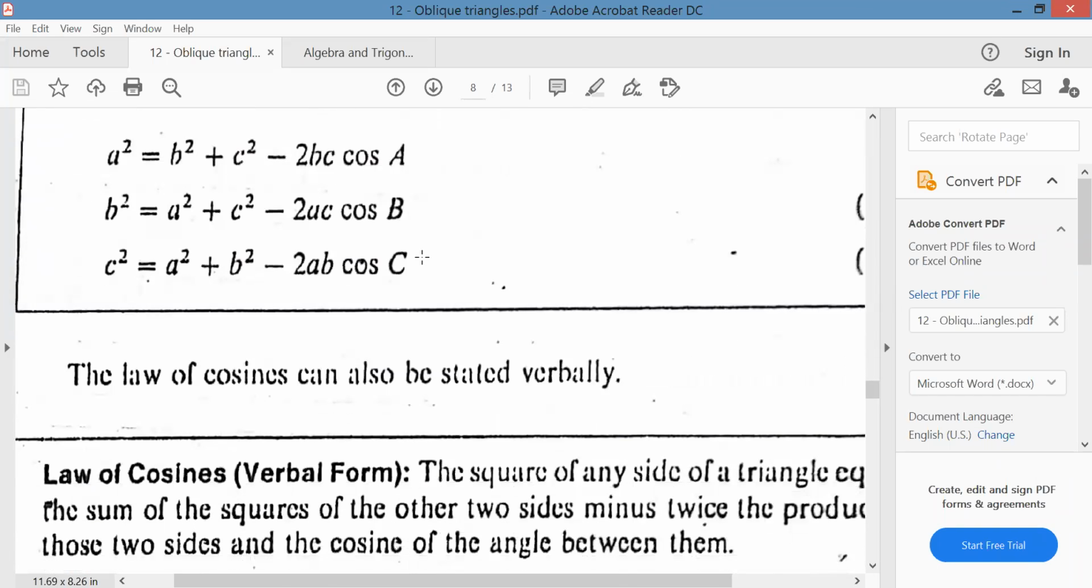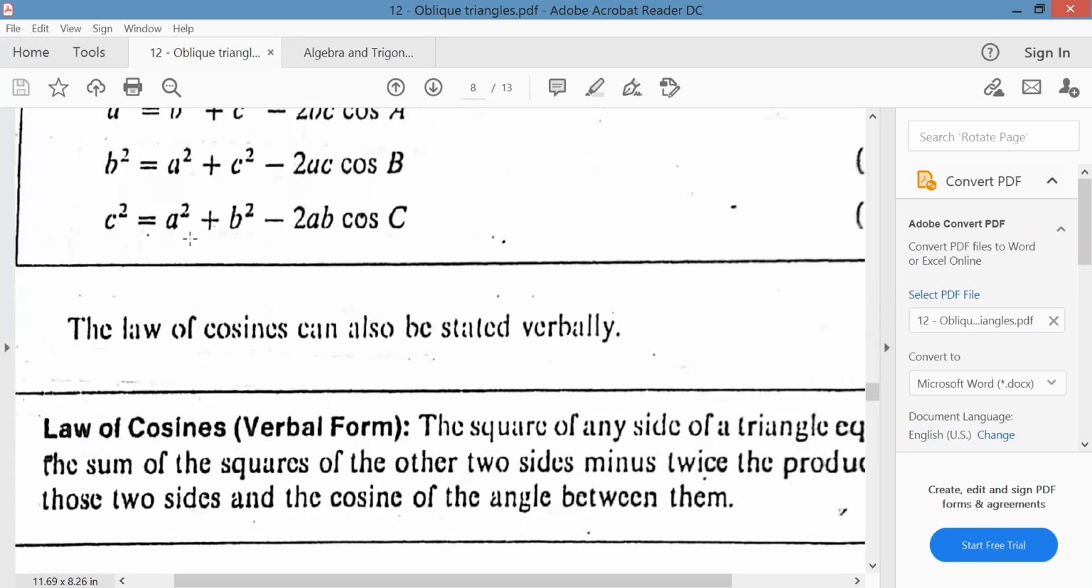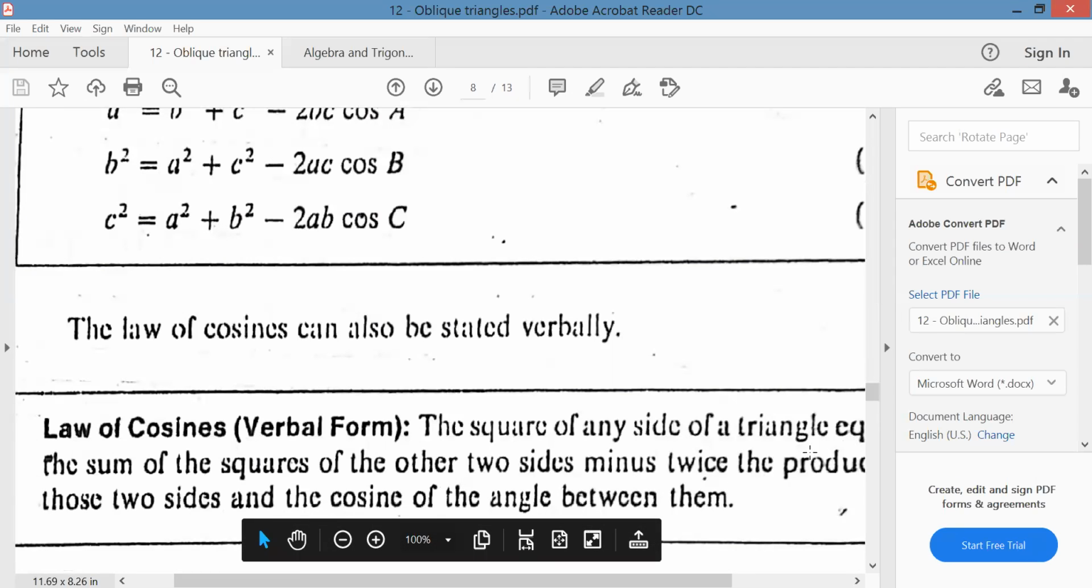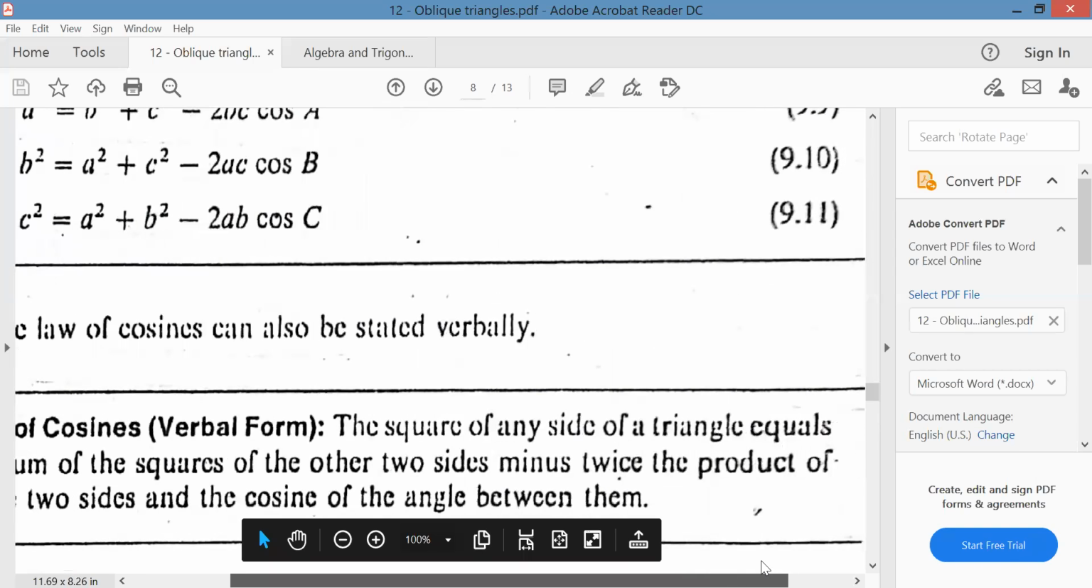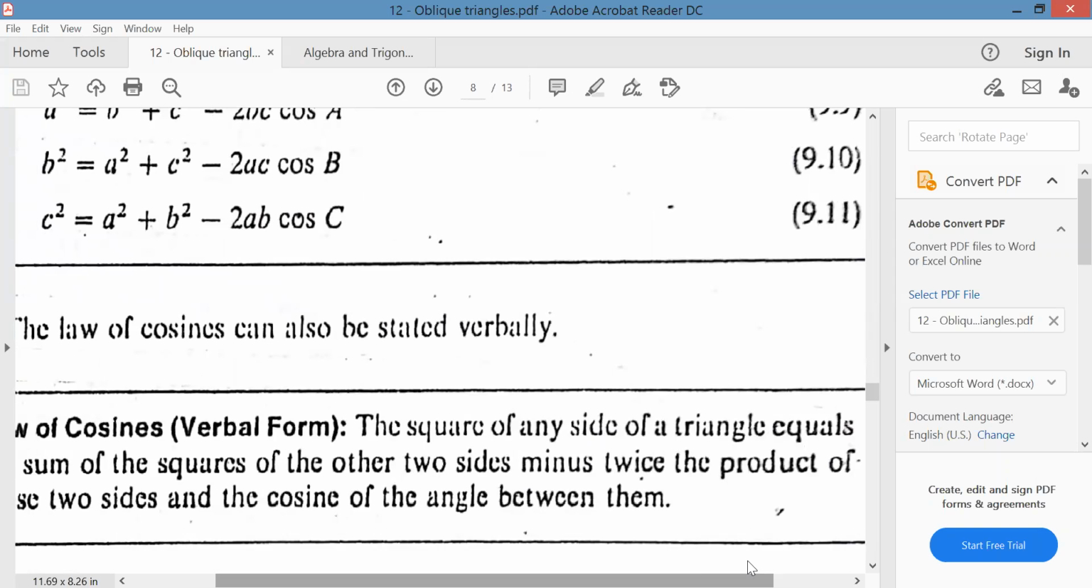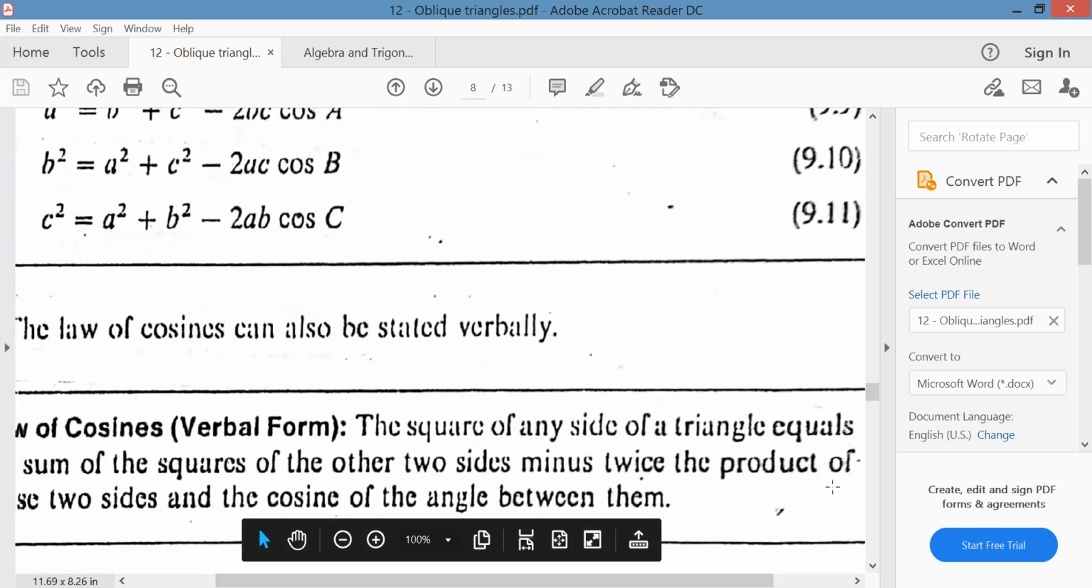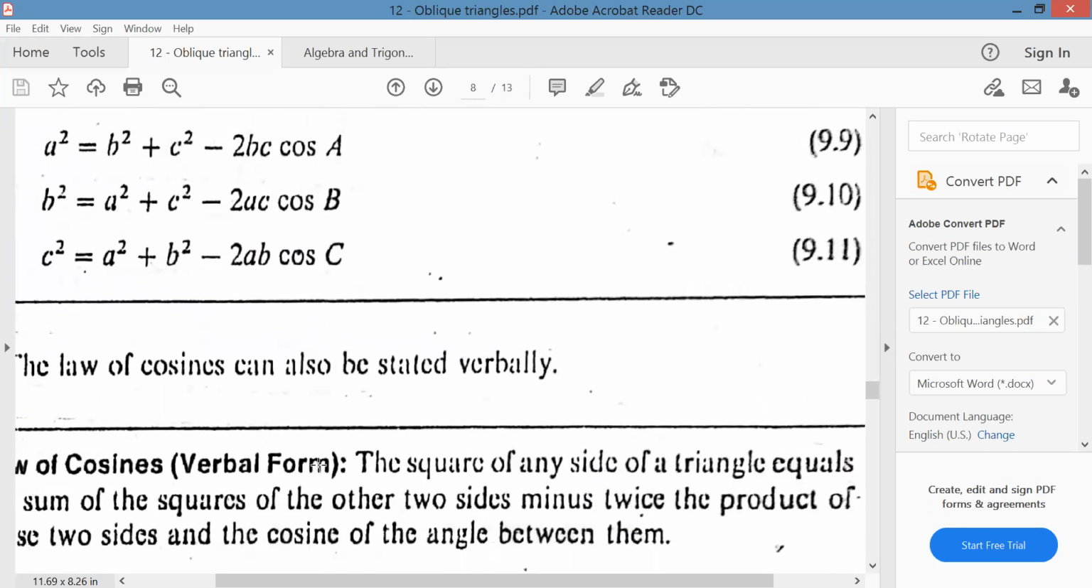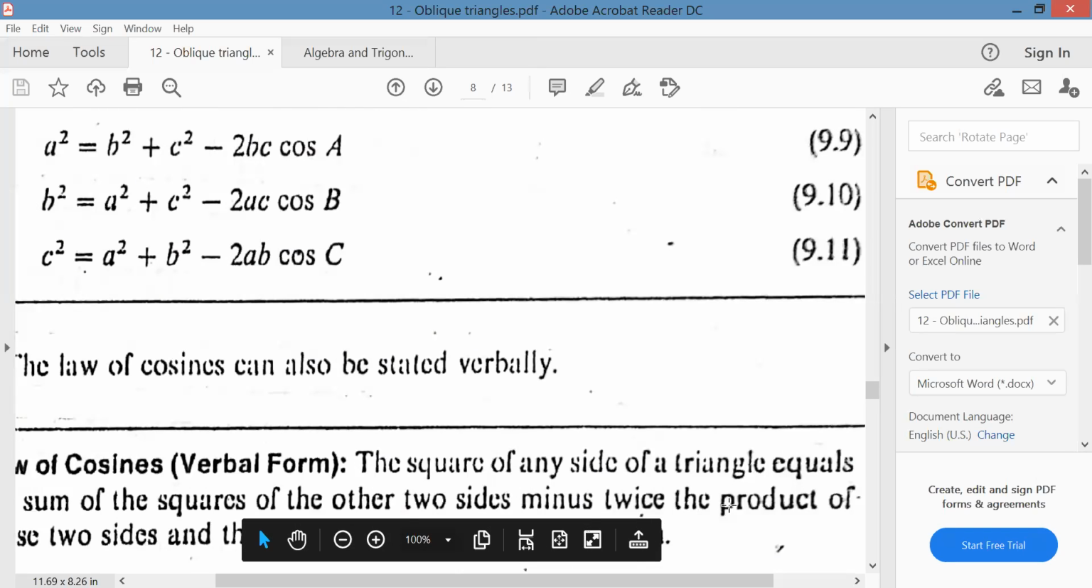I hope the same wordings have been written here. Law of cosines, verbal form. The square of any side of a triangle equals the sum of the squares of the other two sides minus twice the product of those two sides and cosine of the angle between them. So this is true whenever you are writing any of the above three relations. Verbally, this mathematical expression is written in English like this.